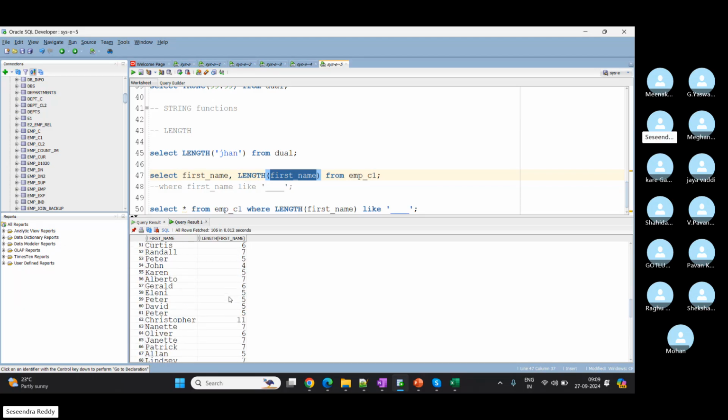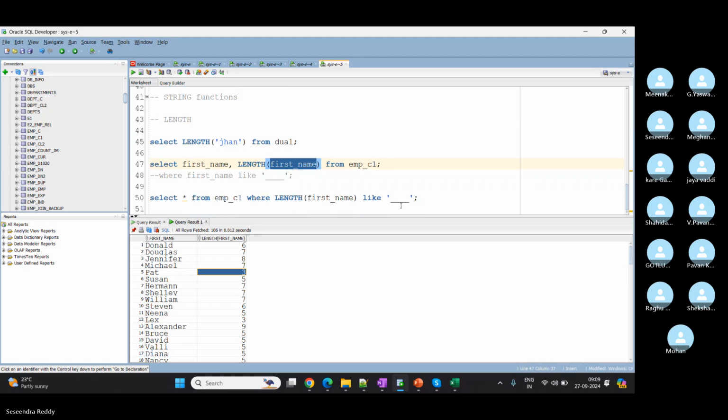So it is giving the number of characters in the name, the length of characters. Okay, so now instead of using the LIKE operator, we can go with the length. If we use length on first name, it will give the result, right? So when we execute this query in the WHERE clause, it will be ready with the output.